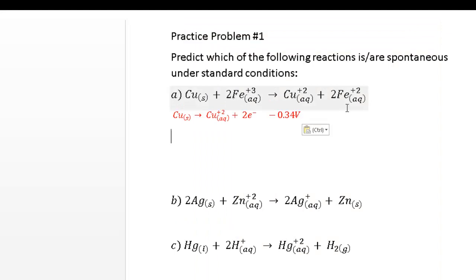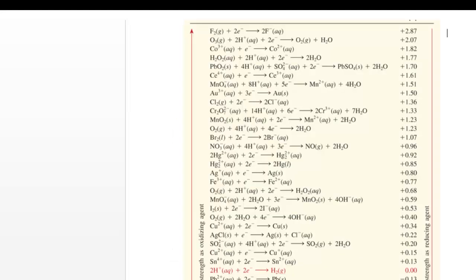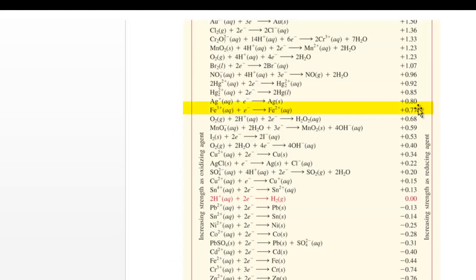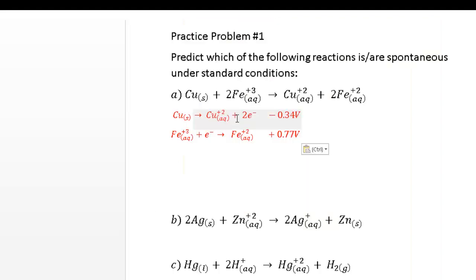And then Fe plus 3 goes to Fe plus 2. So let's see where that is in our reduction potential table. Fe plus 3 going to Fe plus 2 is positive 0.77 volts. We're going to keep it as is because in our problem, it's Fe plus 3 going to Fe plus 2. So here are our two half reactions. If we combine these, we should get our original reaction.